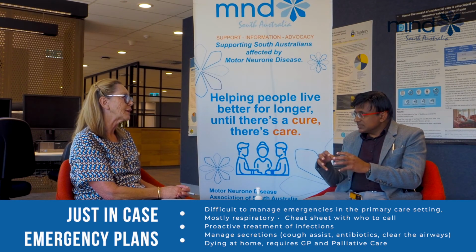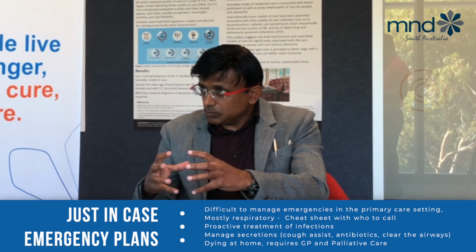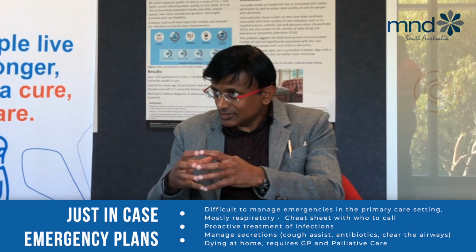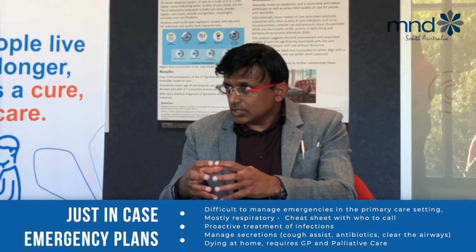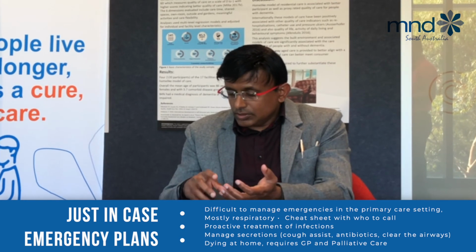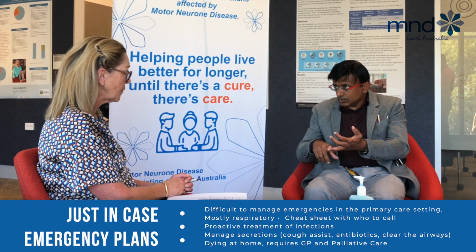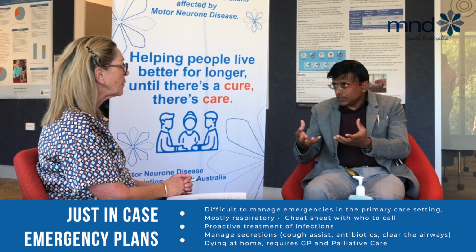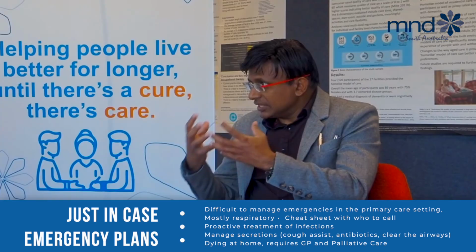So the things the GPs can do from a primary practice perspective will be being proactive about infections, which I think most of the GPs already do. So what we tell the patients is that, look, if you get a respiratory infection, you need to use your cough assist. If you have already had it, you need to go onto antibiotics early and make sure you are able to clear the phlegm. And clearing the airway will make them use the ventilator effectively.